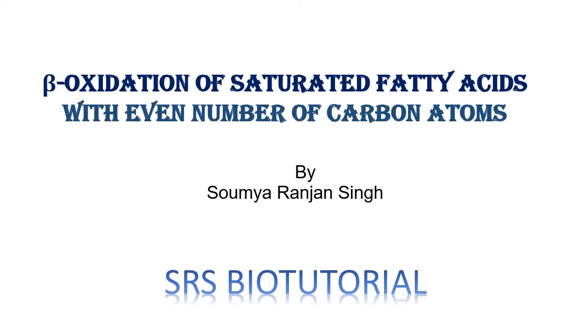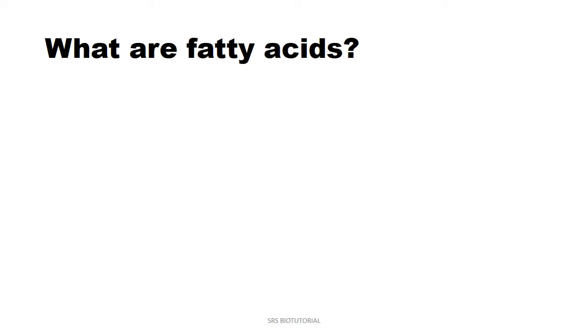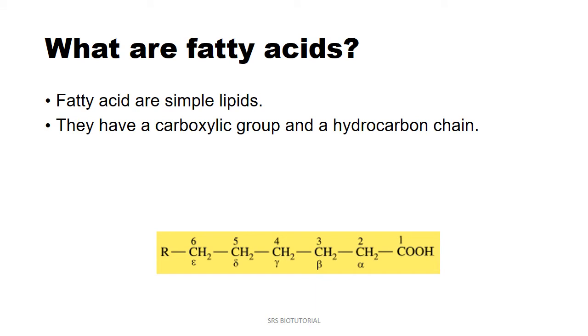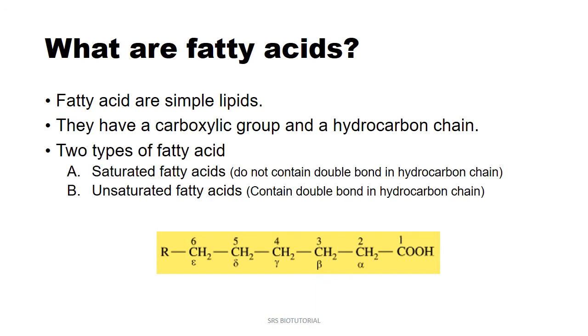I am Samiranjan. In this video, we will discuss beta oxidation of saturated fatty acid with an even number of carbon atoms. What are fatty acids? Fatty acids are simple lipids. They have a carboxylic group and a hydrocarbon chain. There are two types of fatty acid, saturated fatty acids and unsaturated fatty acids. Saturated fatty acids do not contain a double bond in the hydrocarbon chain, whereas unsaturated fatty acids contain a double bond in the hydrocarbon chain.